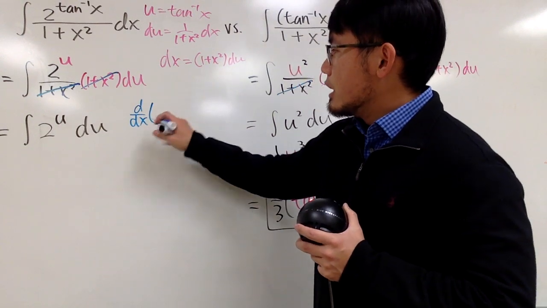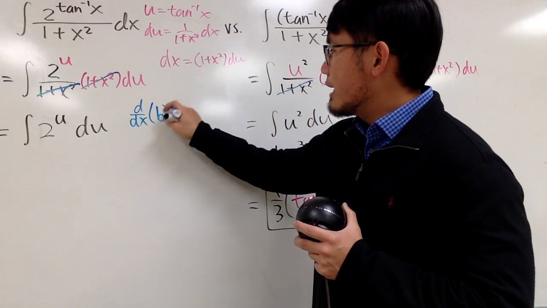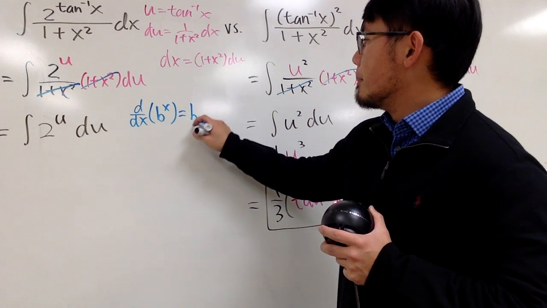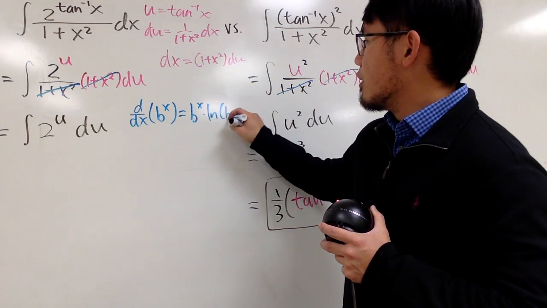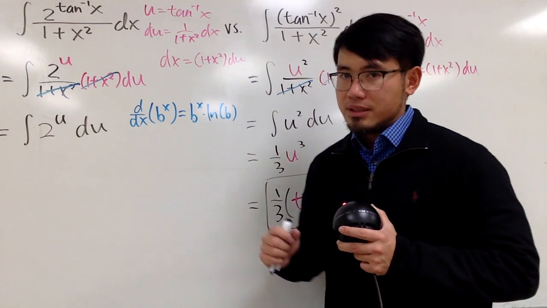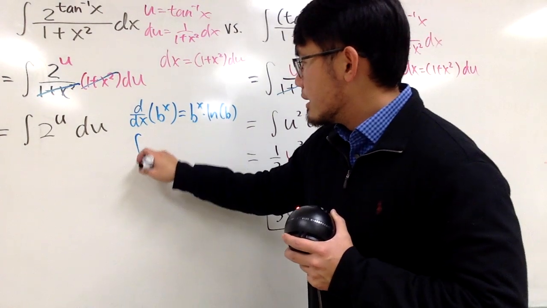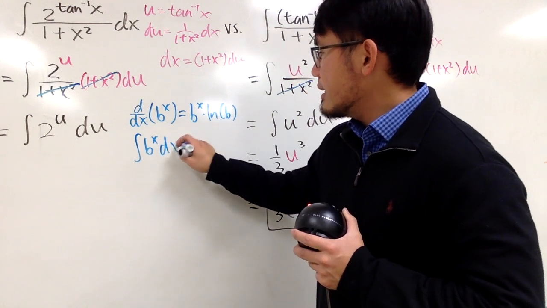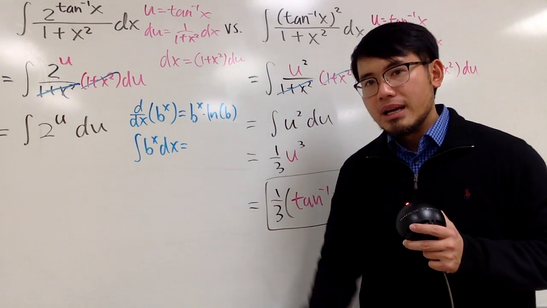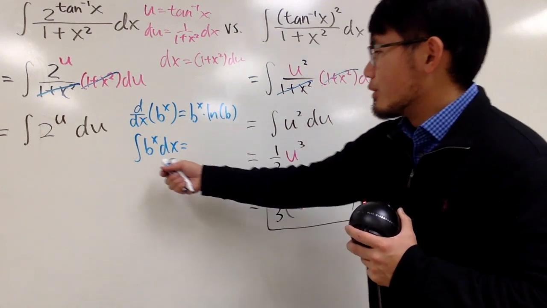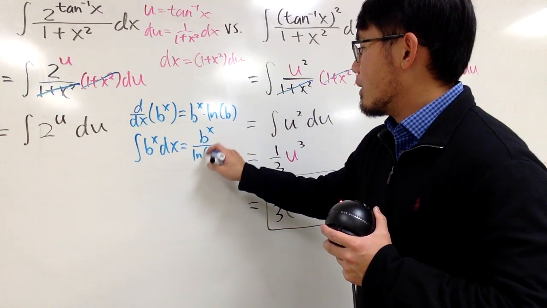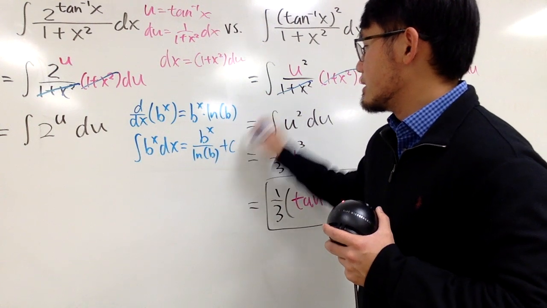And let me remind you guys, if you differentiate b to the x power, where b is a good base, this right here gives you b to the x times natural log of b. And when b is the special number e, then you just get e to the x. Well, if you integrate b to the x dx, instead of multiply by ln b, you divide it by ln b. That's pretty much it. So you put this down, which is b to the x, but you divide it by ln b, and of course put a plus c.